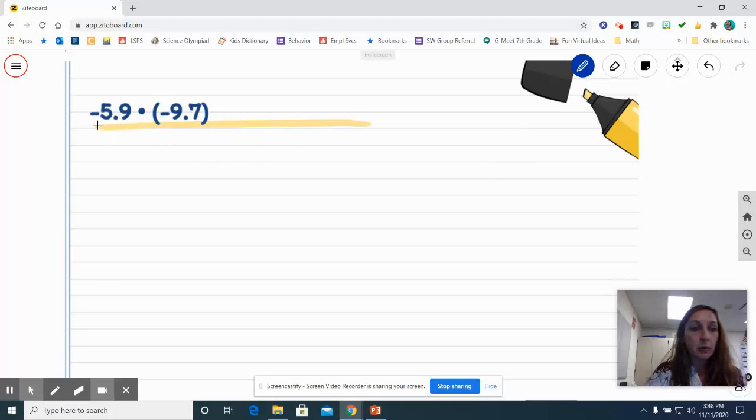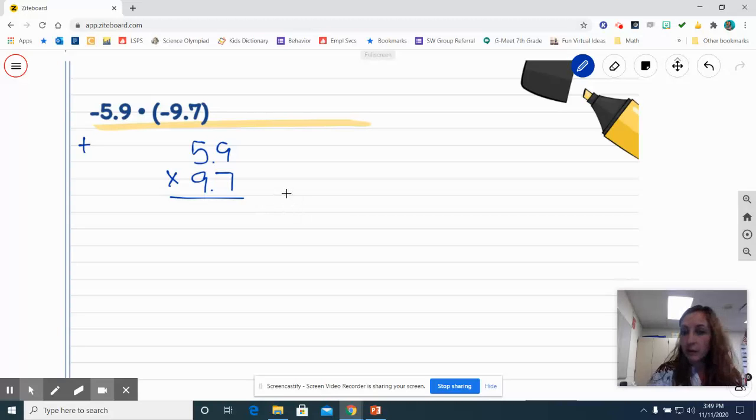So here we have the example, negative 5 and 9 tenths times negative 9 and 7 tenths. The first thing I notice is that we're multiplying two negatives, so I know my answer is going to be a positive. So I can just put a little reminder here, my answer is going to be positive. I don't need to put those negatives into the work that I'm doing because that just gives me too much stuff, clutters it. So I'll just write 5 and 9 tenths times 9 and 7 tenths.